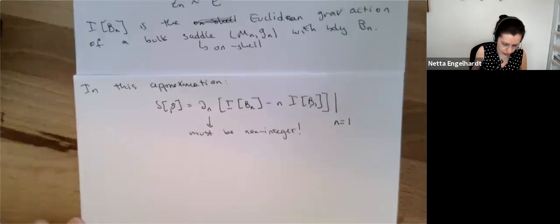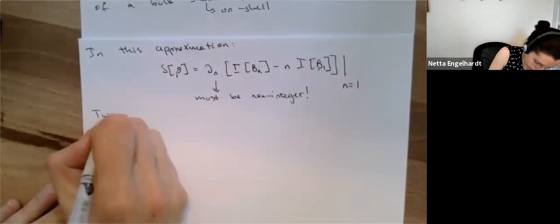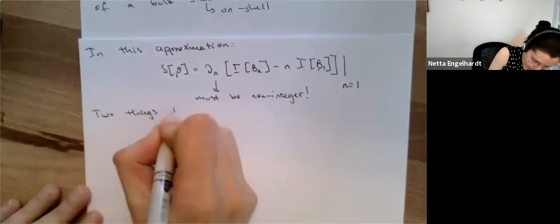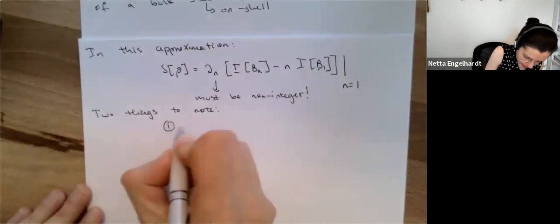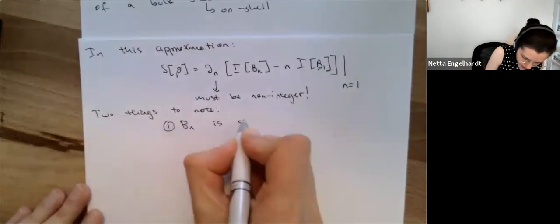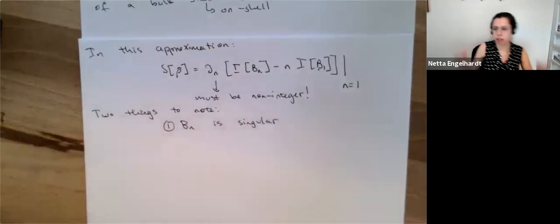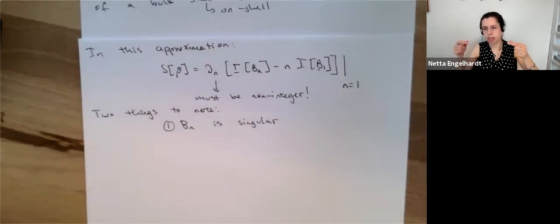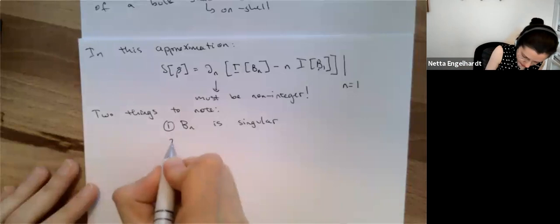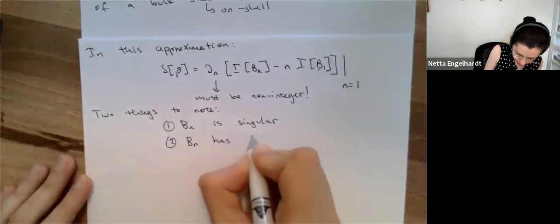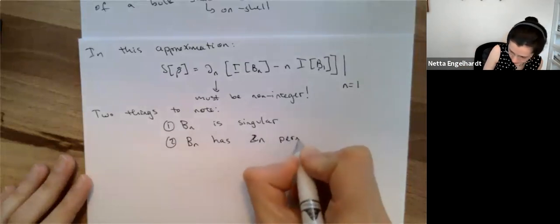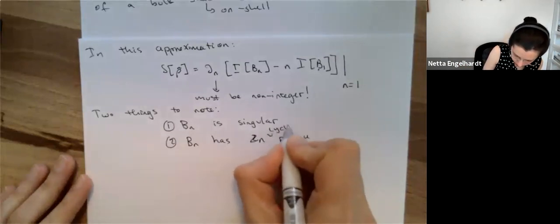Now, another couple of things to note. So two things to note. The first is that b sub n is singular. Along the edges of the cuts, we have a singularity in this manifold as we identify it cyclically. A second thing to note is that b sub n has Zn cyclic permutation symmetry.